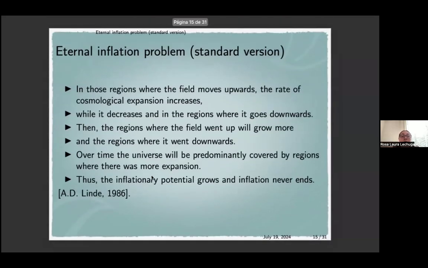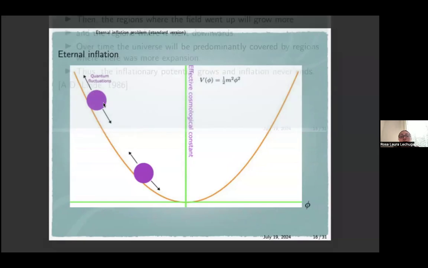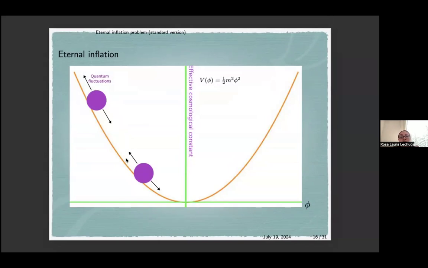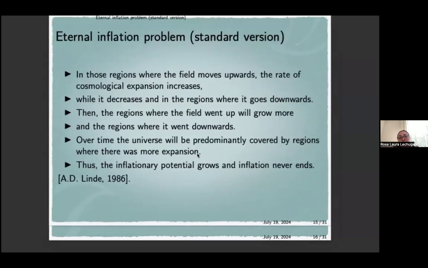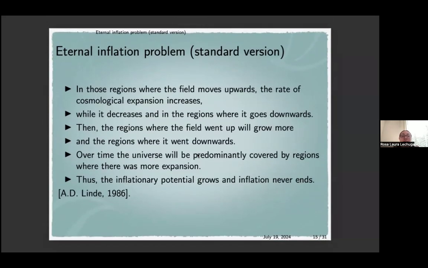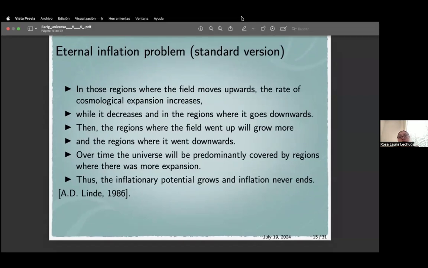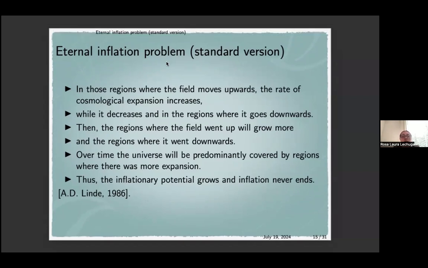So the people in that sense thought that the inflation never ends, because the quantum fluctuations hold the zero mode of the inflation field in one region before it reaches the minimum. So the effective cosmological constant never turns off, and then the inflation never ends. But this is the standard version to address this problem.